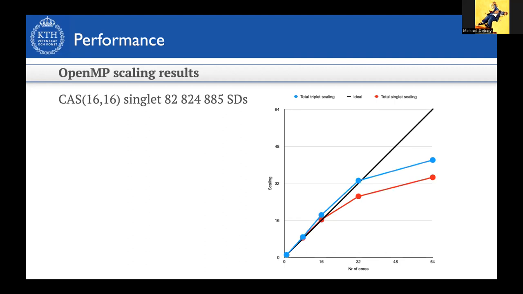This is the scaling I get for CAS 1616. It's not perfect. At some point, it becomes memory bound. So I have more cores, but I don't have more memory sockets, so I'm just limited by waiting for memory to come. But it's still pretty good. For 64 cores, I'm getting a factor of 40, 50 for triplets and a bit less for singlets. I will not explain why.